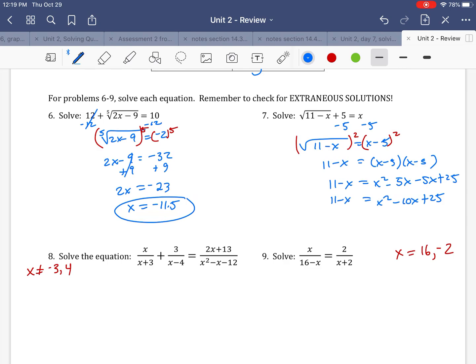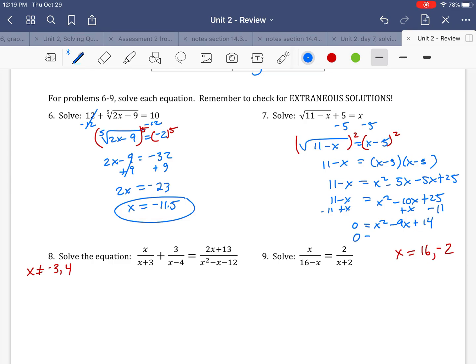And so now I'm going to bring everything together to the right side. I'm going to add x to both sides and take away 11. So I end up with 0 equals x squared minus 9x plus, let's see, take away 11, not 4. 25 minus 11, I wrote that a little bit poorly, and so it looked like a 4 to me. So that would be 14.